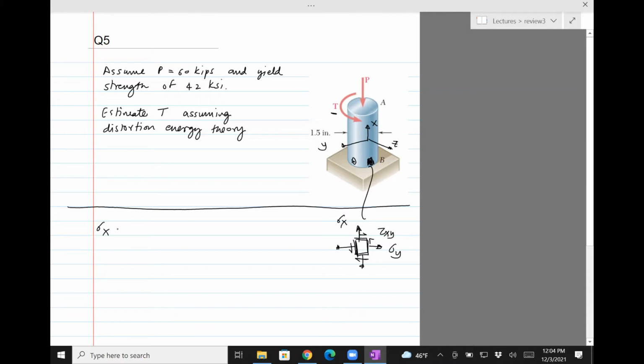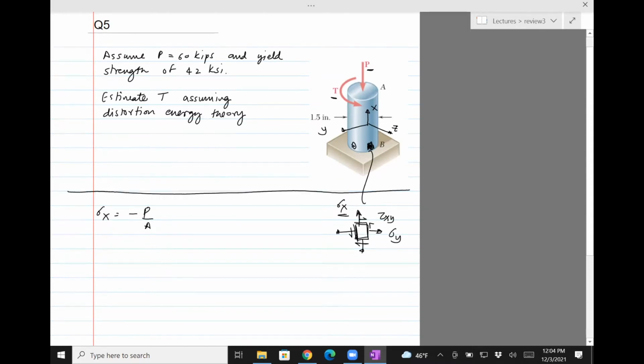Okay, so the normal stress: if you see the direction of this force, it's compressive. I've shown it to be tensile here, so it's really going to be minus P divided by A. And then the shear stress reaches its maximum at the outer diameter, so it's going to be T times r, where the radius is half the diameter, divided by J.